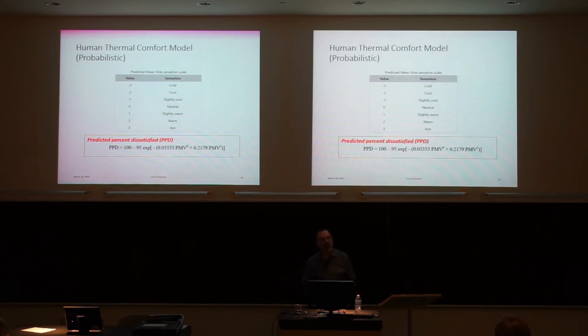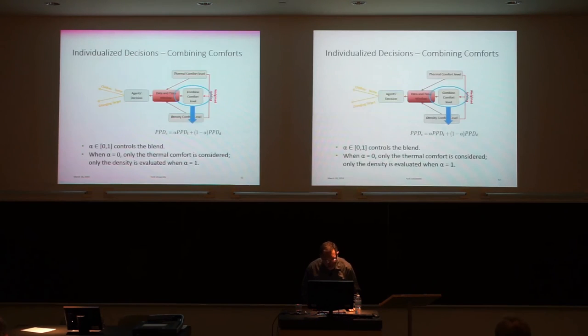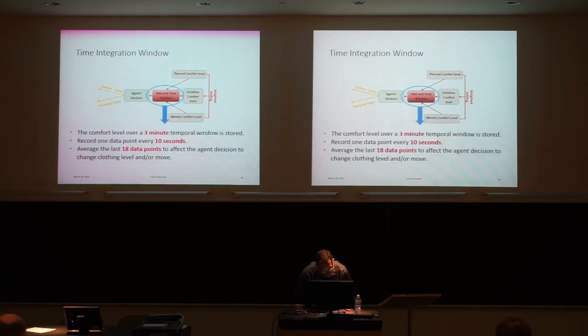It varies between 5% and 100%. So all the decisions we make are probabilistic. There's also a density model, which is, again, probabilistic. OK, and we blend the two. That's just simple. What's novel about what we do is that the thermal comfort is not an instantaneous process.